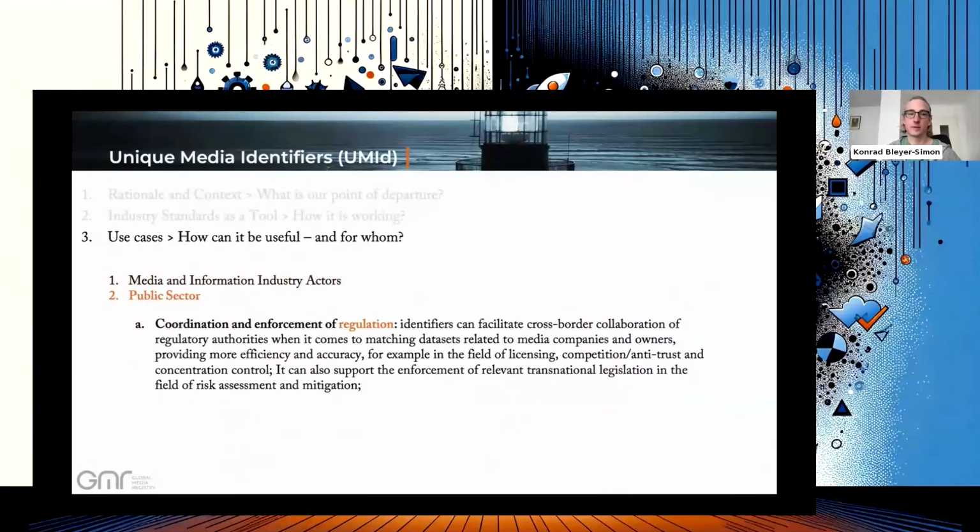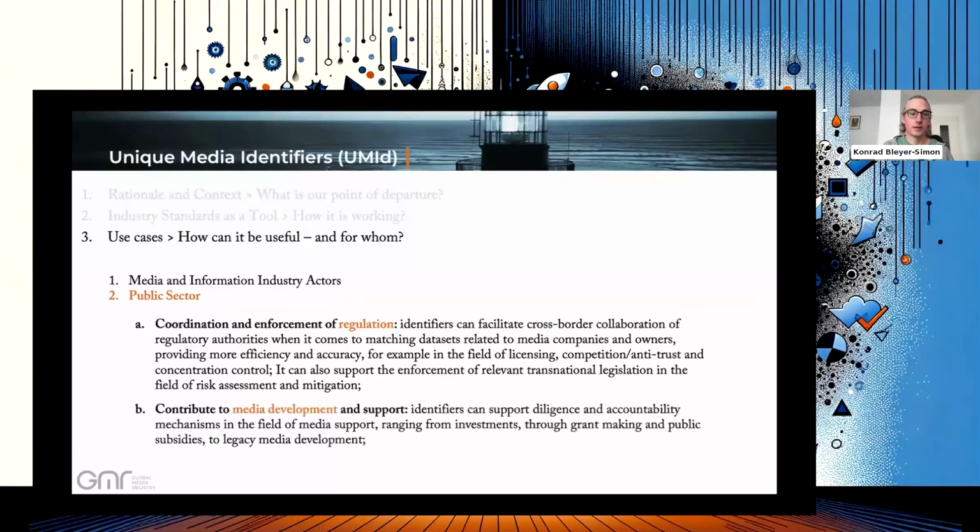So these are uses for the public sector, and we've seen that many media regulators are already interested in the unique media identifiers, because in the online environment, it's really hard for them to figure out who exactly they are regulating. There are lots of international actors in every national media ecosphere. There are many actors who are not registered. There are influencers, there are fringe media, and the unique media identifiers are seen by them as a way to create some order in the system, and also to exchange information with other countries if needed.